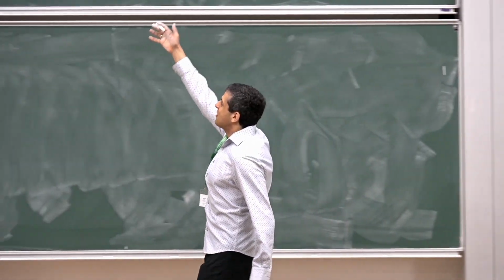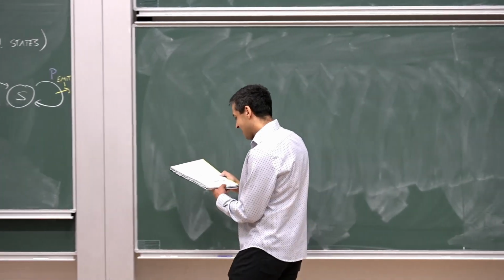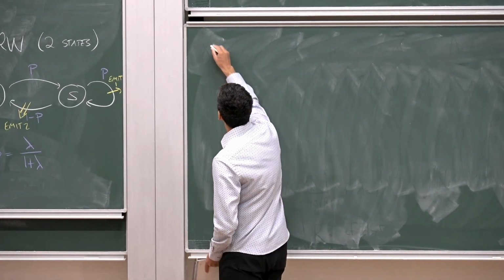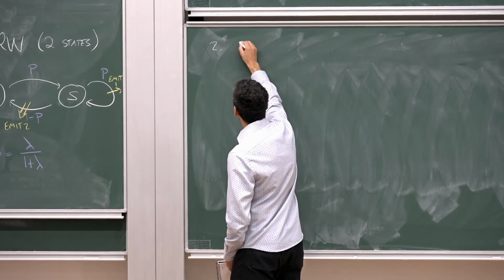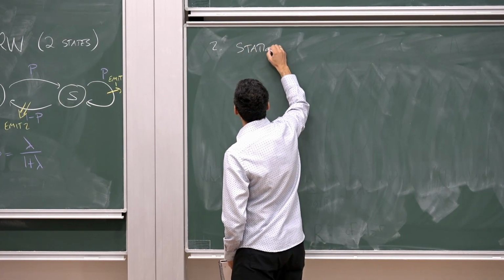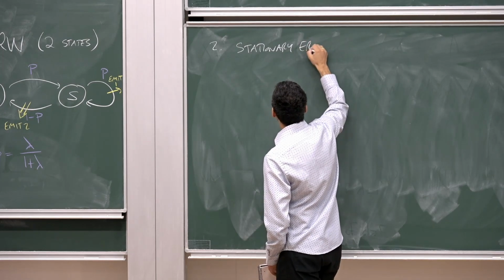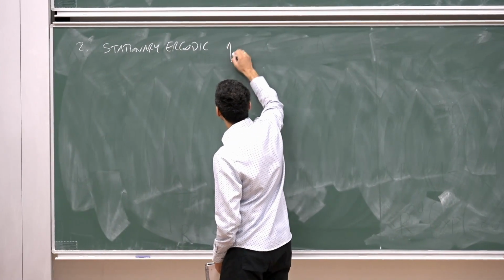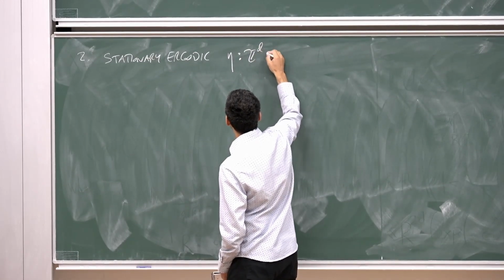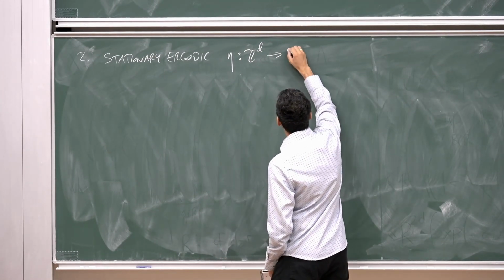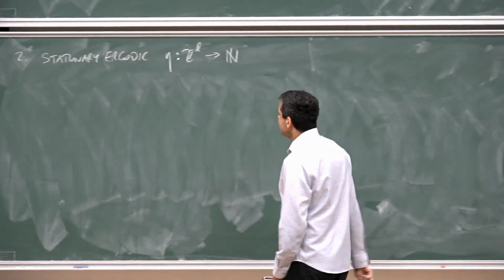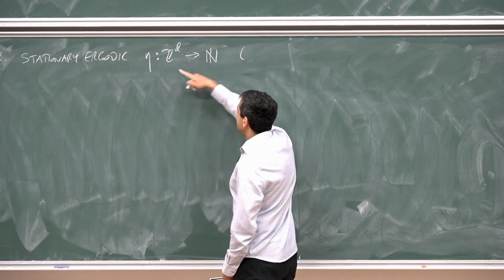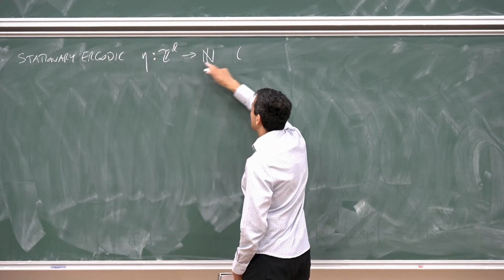So this was finitely many particles in Z^d, but you could start instead with infinitely many particles. So you could start with some stationary ergodic initial condition on Z^d. So this is a bunch of particles that all start active.